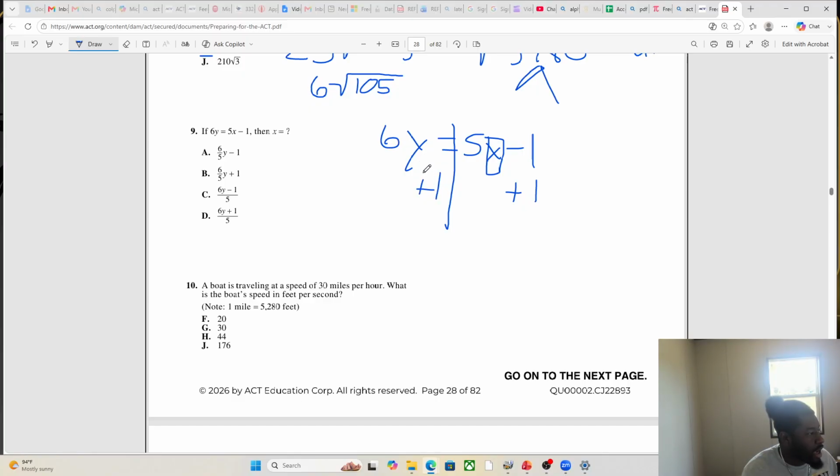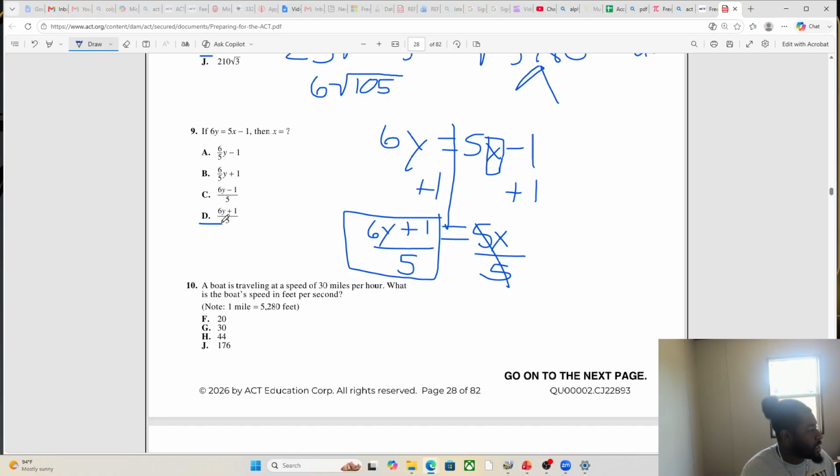These are not like terms, so you cannot put these together. You're just going to bring down 6y plus 1 equals 5x. All right. Just trying to get x by itself, so we got to divide both sides by 5. That cancels, and this is your answer. 6y plus 1 all over 5, D.